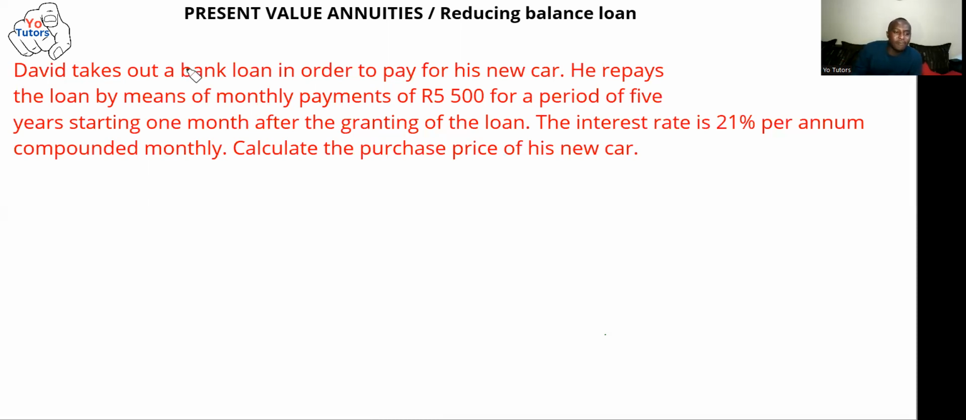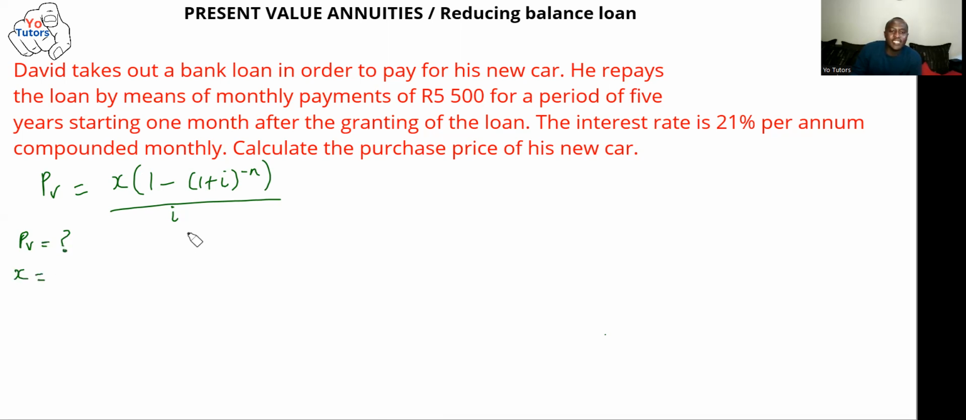So here we're looking for the present value. So PV is equal to X bracket 1 minus (1 plus our I) to the power of negative n, all over our I. Now, in this case, our PV, we don't have it. We are looking for it. What about our X? Our X, we have it. What is our X? In this case, our X is the regular payments of 5,500. Now, what about our I? Our I, we also have it.